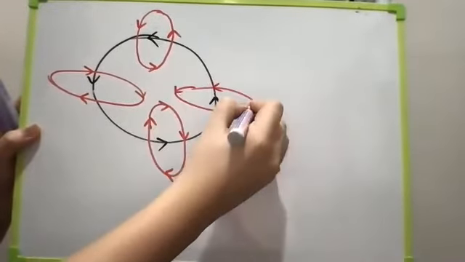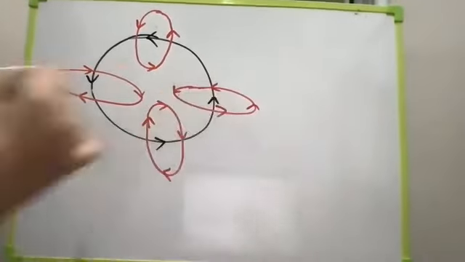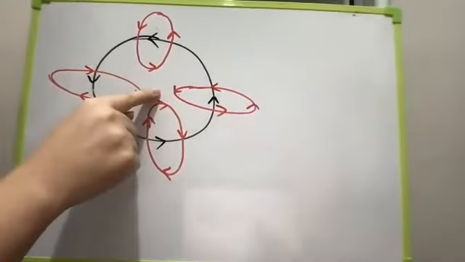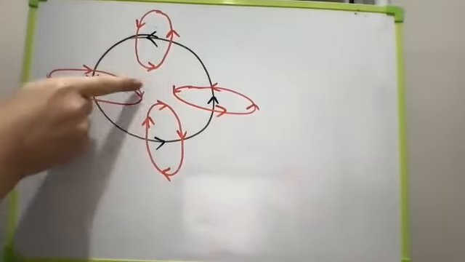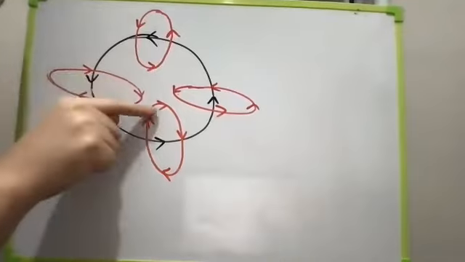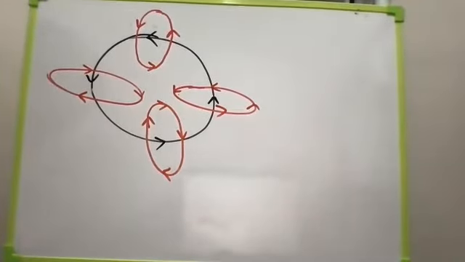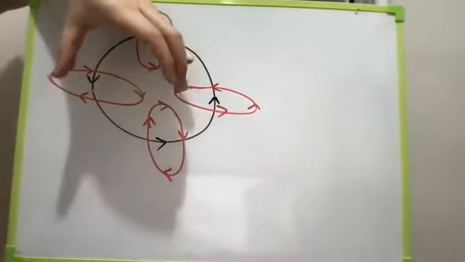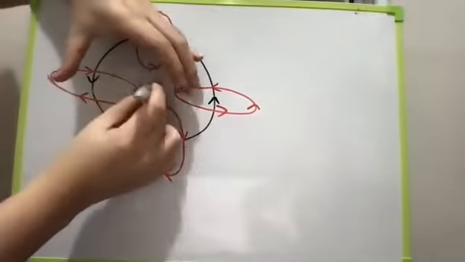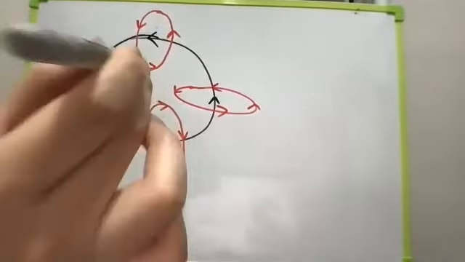Coming out, coming out. Look at the middle, focus on the middle. Here you see this arrow is coming out, right? This one is coming out, this one is coming out, this one is coming out. So if this is your circular coil, your magnetic field comes out from the center, towards you, like this.